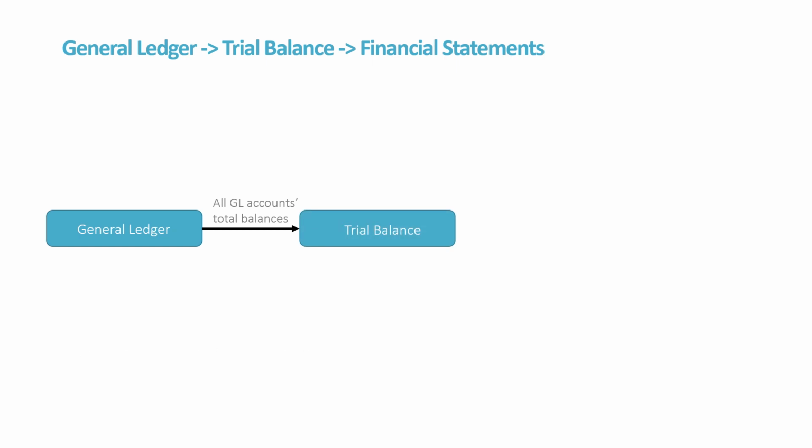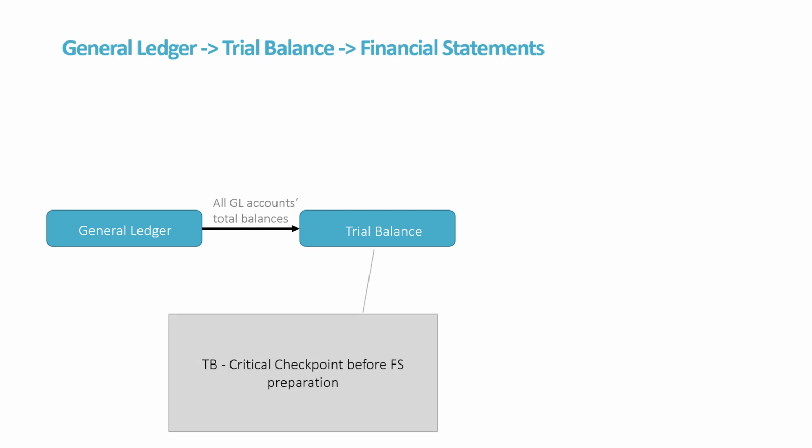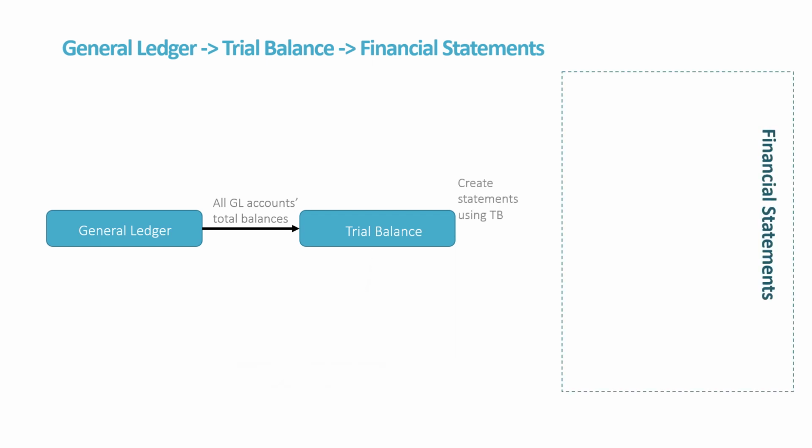Summarize data and pass it to trial balance. As we mentioned, trial balance is a critical checkpoint where we match debit and credit balance as well as check for other potential errors. Once it's passed through the check, we are now ready to create financial statements. There are three mainly used financial statements, and we will cover all of them in next episodes.